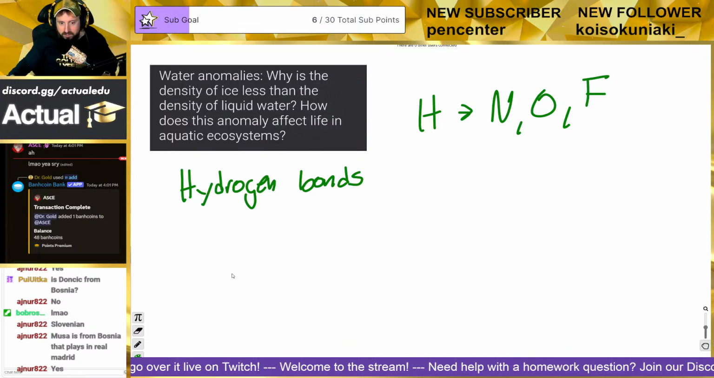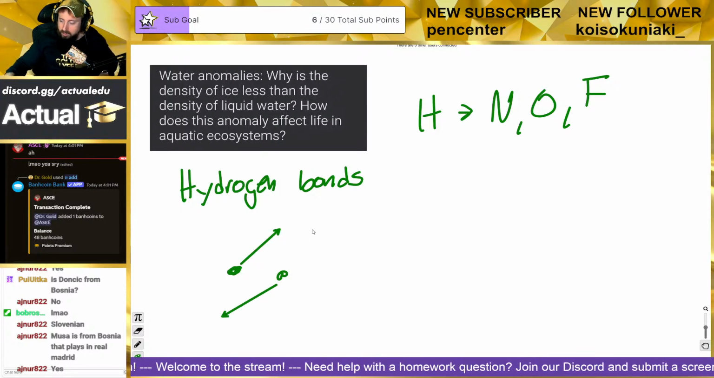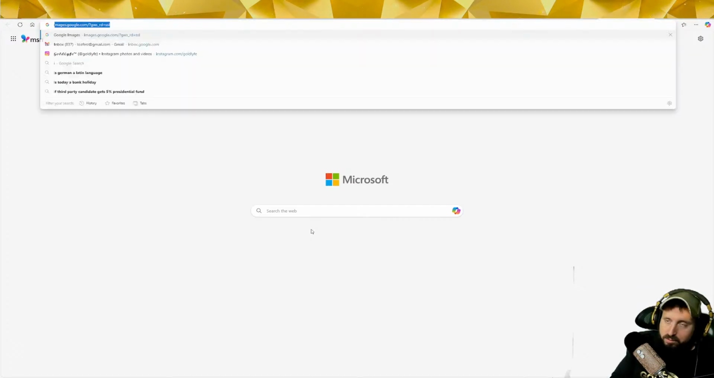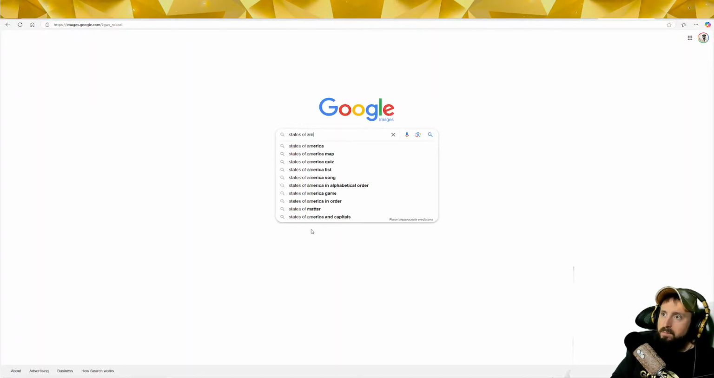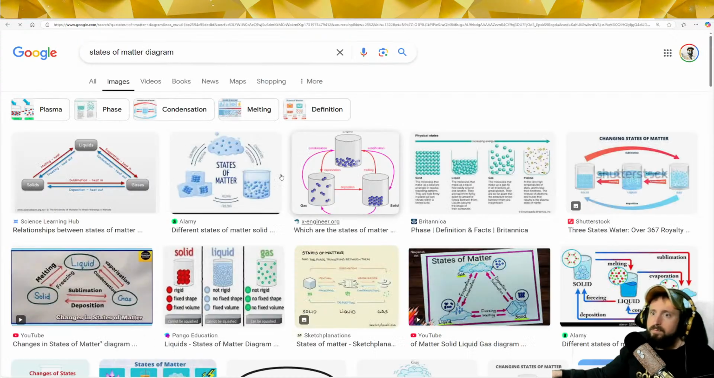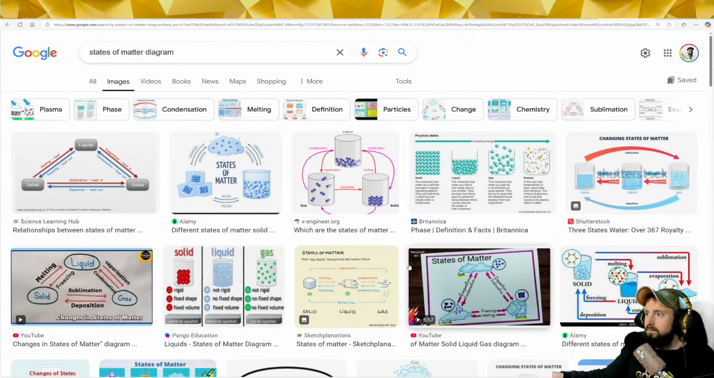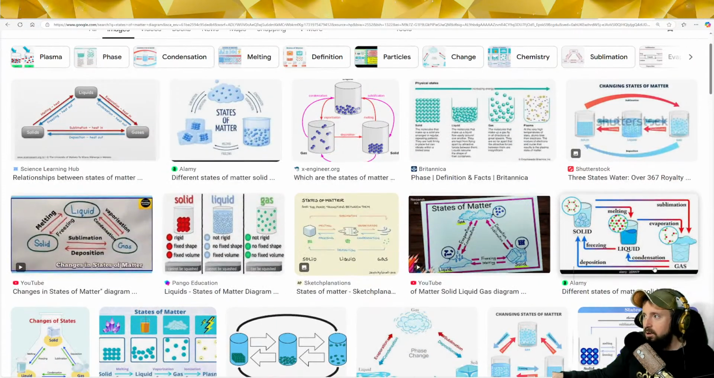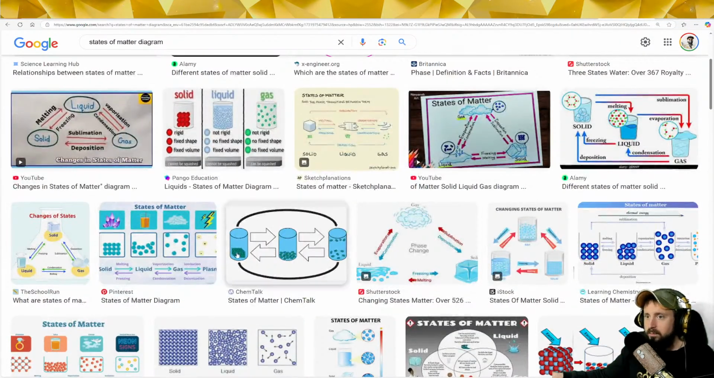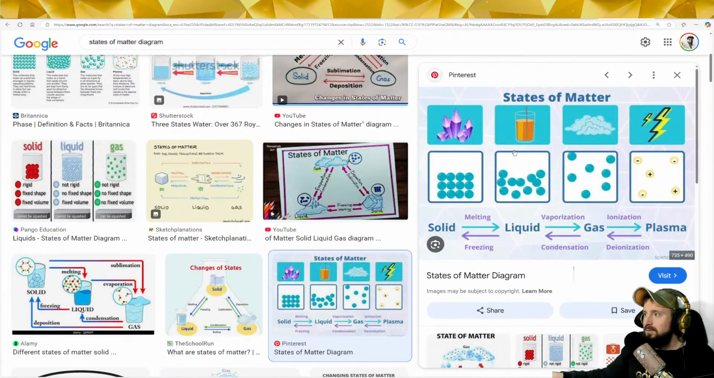Because usually you have these states of matter, right? Here, let me get an image. I can find an image of this. We got a states of matter diagram. Yeah, this is great, but I don't know why there's Shutterstock. I don't want Shutterstock. Can I have something that's just like, yeah, here we go. Oh, and it has plasma in it. Cool.